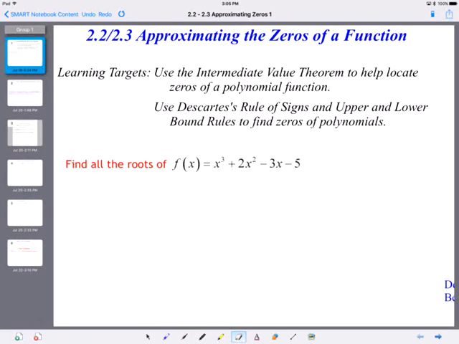Hello, today is the last section of chapter 2 of polynomial functions. We're going to be approximating the zeros of a function. Sometimes a function does not have any rational roots, so therefore we have to approximate the real roots that we do have. So I have a function f of x here that we're going to try to find all the roots of. We're going to go through the process of finding.